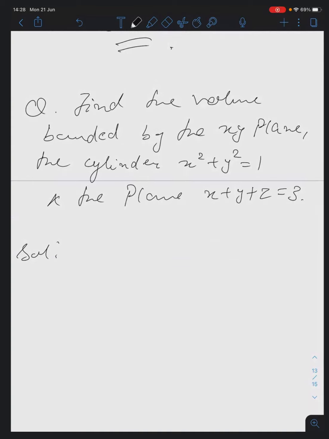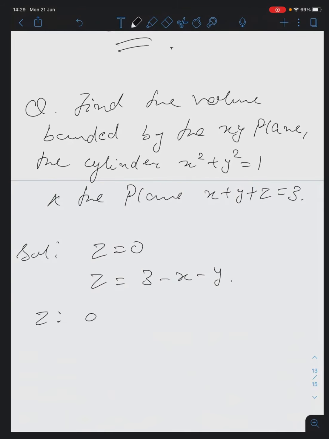So the given surfaces: one is the volume bounded by the xy plane, so z will be equal to 0, and the plane x plus y plus z is equal to 3, so you will get z is equal to 3 minus x minus y. Now the cylinder is also given, x square plus y square is equal to 1. So the projection of the volume on the xy plane is the region enclosed by this circle x square plus y square is equal to 1. Is it or not? Are you able to understand? Yes, ma'am.